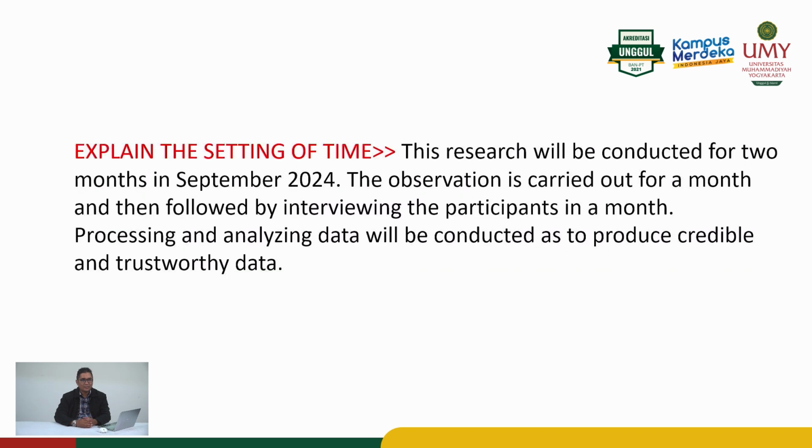And then after the setting of the research, we are still talking about the setting of the research, right? Okay, and then after the setting of place, we need to explain the setting of time. For example, this research will be conducted for 2 months in September 2024. The observation is carried out for a month and then followed by interviewing the participants for a month. Processing and analyzing data will be conducted to produce credible and trustworthy data.